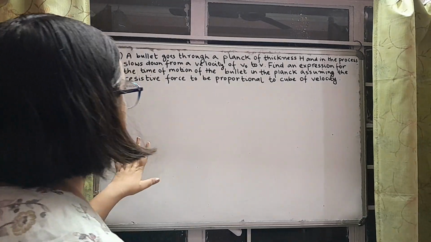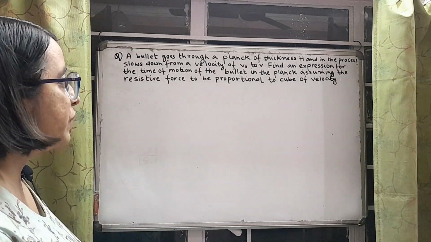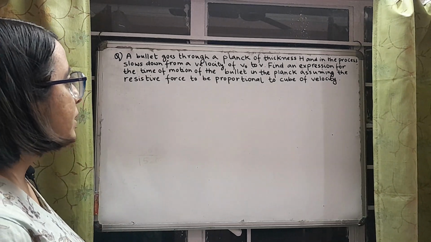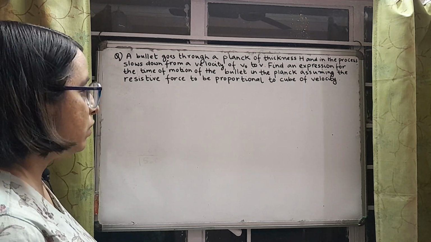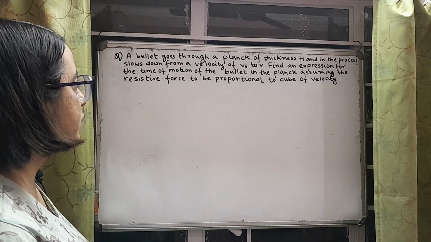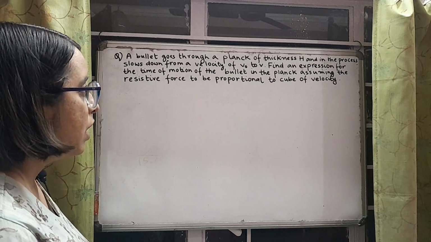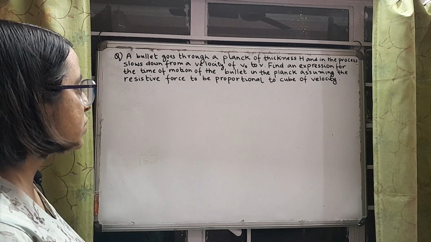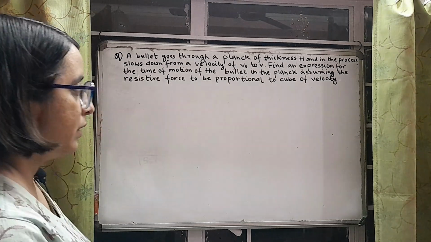So let me read out the question to you. A bullet goes through a plank of thickness h and in the process slows down from a velocity of v0 to v. Find an expression for the time of motion of the bullet in the plank, assuming the resistive force to be proportional to cube of velocity.